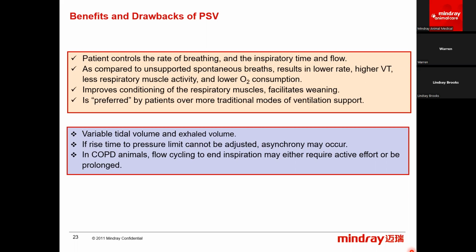If the rise time to that pressure limit can't be adjusted, you may end up with some asynchrony. So if your T slope is not appropriate for your patient, they may end up breathing outside the ventilator. They might end up breathing out before they're ready to, or they might try to continue to inhale after you've reached that T slope period.